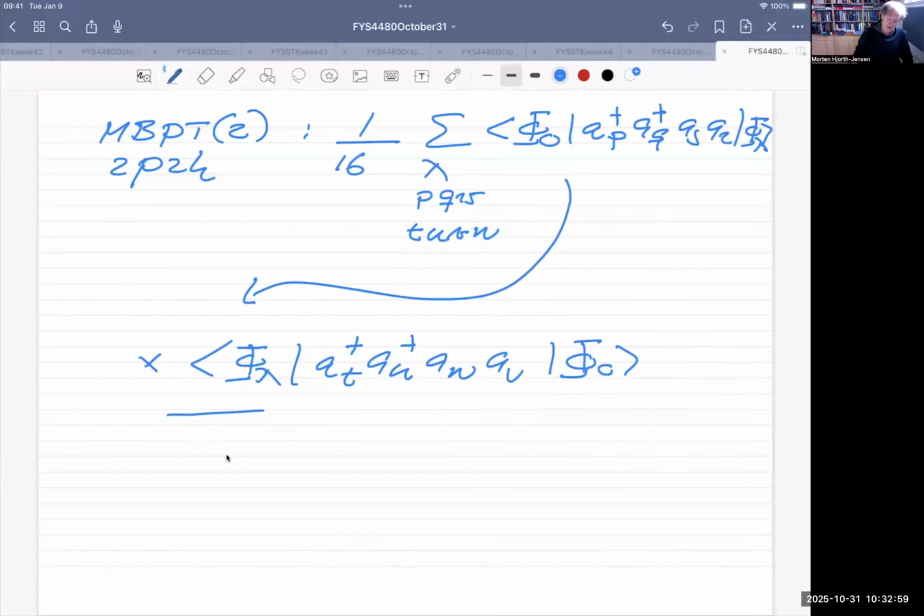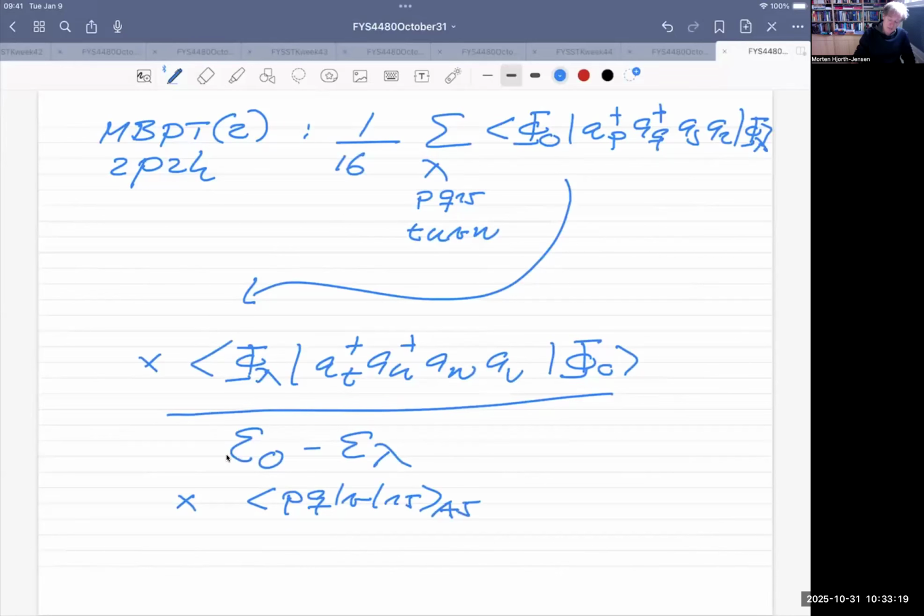This is then divided by epsilon 0, the non-interacting energy, minus epsilon lambda, the non-interacting energy of the intermediate state, multiplied by the given integrals. So we are going to have the integral over pq, v, and then rs, anti-symmetrized, and this is multiplied with tu, v, and then the final term, vw, which is also anti-symmetrized. So we are plugging in the interaction which we are dealing with, which is a two-body interaction.